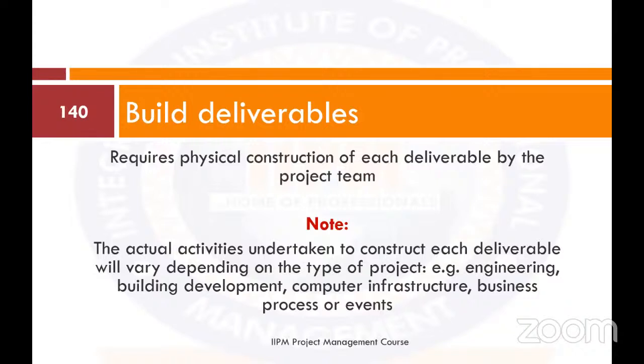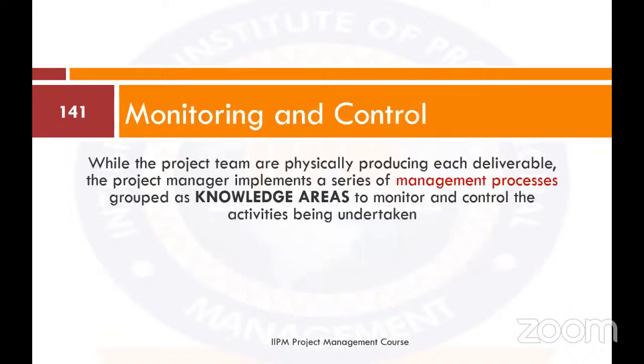For example, engineering, building development, computer infrastructure, business process or effects, all of these processes or all of these deliverables will definitely differ based on the project on ground. Now, for monitoring and control, you've done part of planning, you need to understand what you're executing. And also part of planning is to ensure that this project can be monitored and can be controlled.